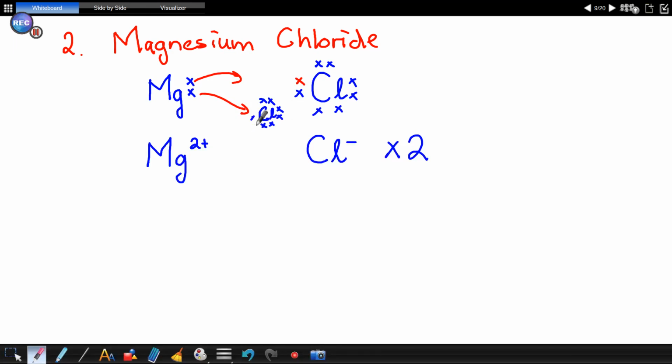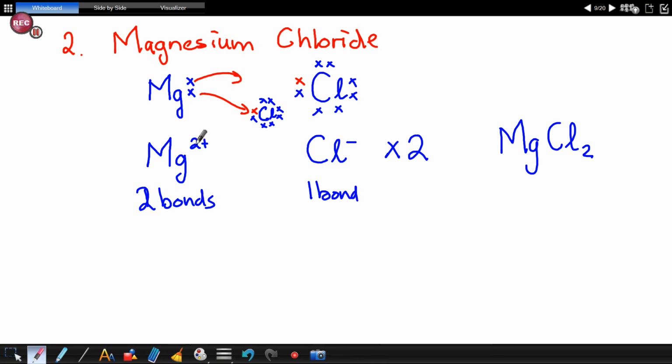So magnesium, when it joins to chlorine, will join to 2 chlorines. So the formula is MgCl2. Why? Because this thing can form 2 bonds, and this thing can form 1 bond, because of the 2 plus and the 1 negative.